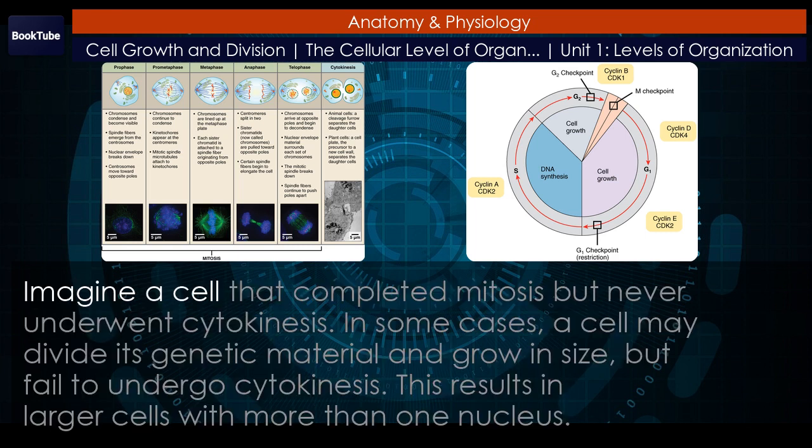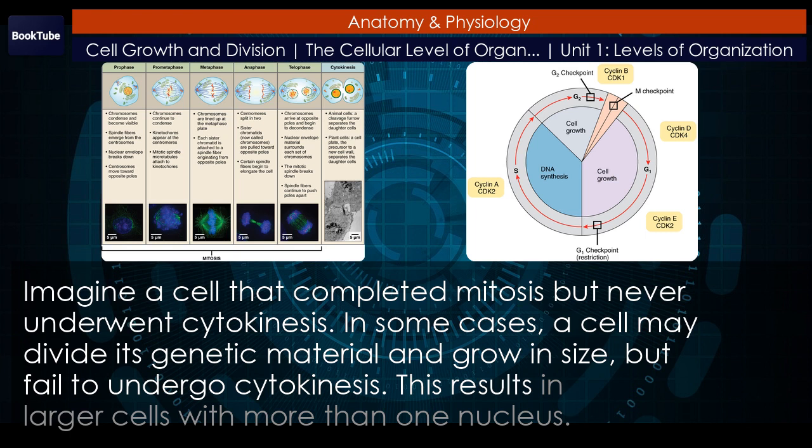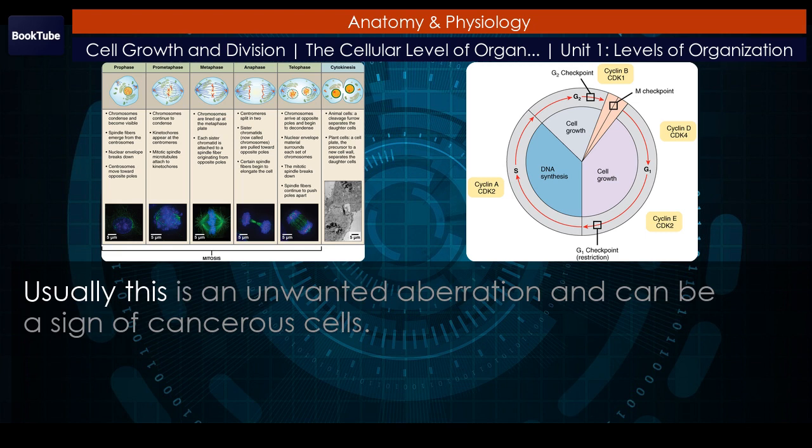Imagine a cell that completed mitosis but never underwent cytokinesis. In some cases, a cell may divide its genetic material and grow in size, but fail to undergo cytokinesis. This results in larger cells with more than one nucleus. Usually this is an unwanted aberration and can be a sign of cancerous cells.